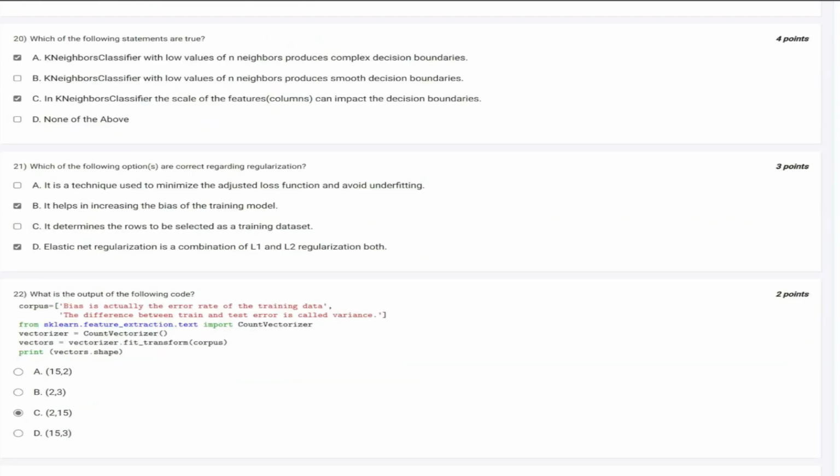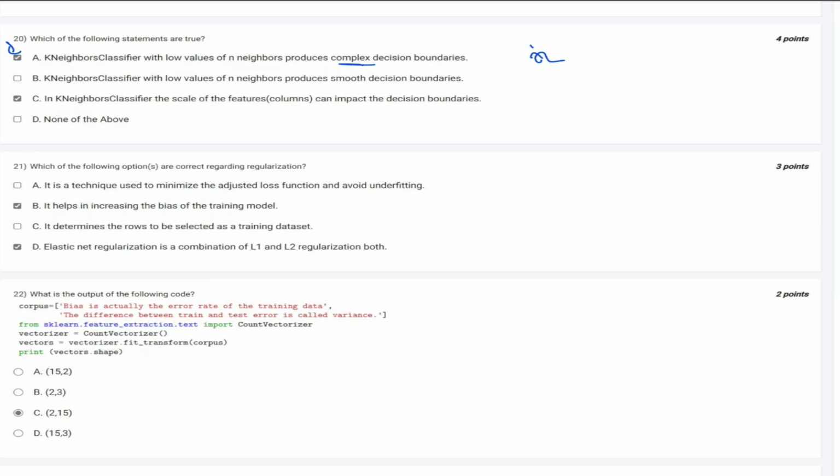Okay, now question number 20 says, K neighbors classifier with low values of n neighbors produces complex decision boundary. K neighbors with low value of n neighbors produces smooth decision boundary. In K neighbors classifier, the scale of features can impact the decision boundary. None of the above. Which of the following statements are true? In this one, it might seem counterintuitive that low values of n neighbors produce a complex decision boundary. But remember what K neighbors actually does.